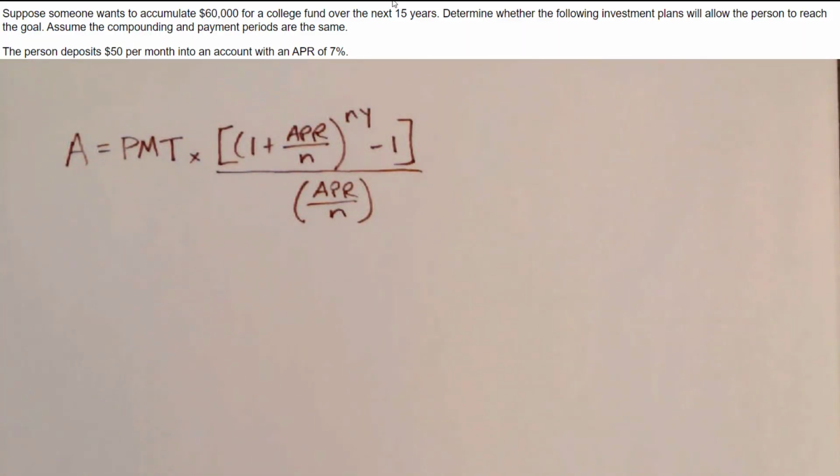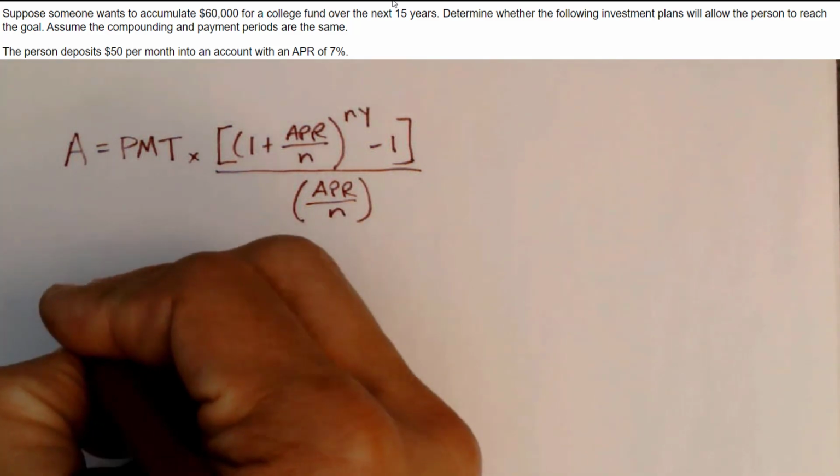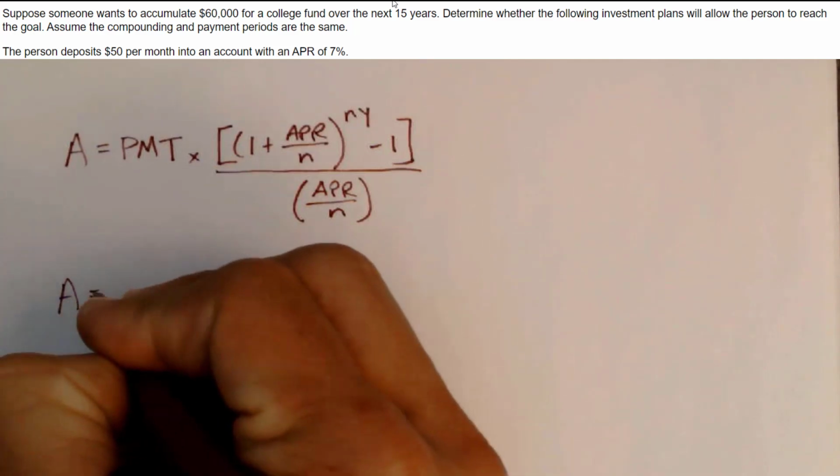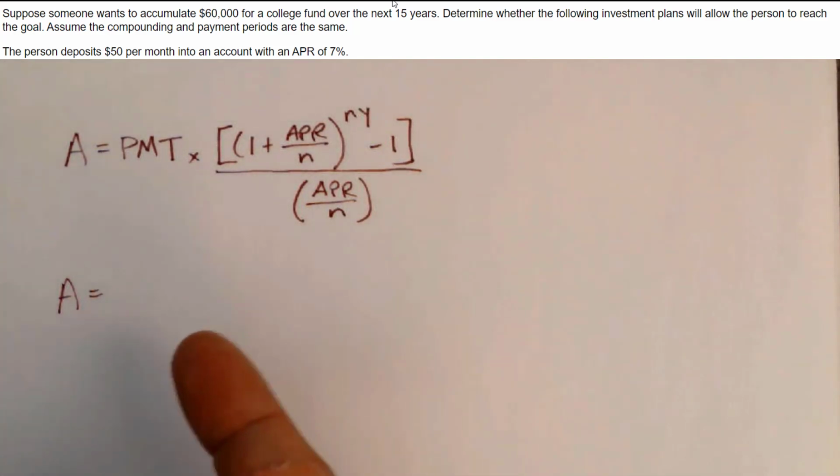Now we're not plugging that $60,000 in yet, because this question specifically asks if this person has a goal of $60,000 but is only depositing $50 per month for 15 years in an account that gets an APR of 7%. Will they reach that goal? So we want to know what is the accumulated value in this scenario. So we're looking for A.